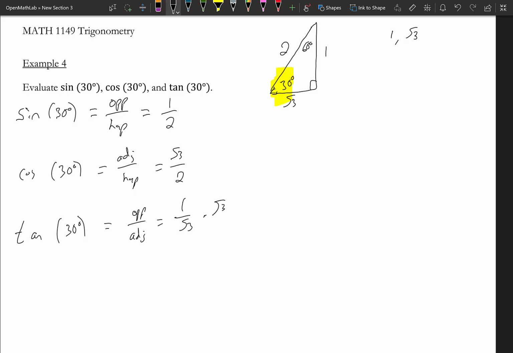I need to multiply top and bottom by radical 3 to rationalize the denominator. Here I'm just multiplying by 1. That gives me radical 3 over 3. So those are my 3 answers for this problem. We're just getting comfortable with the trig functions and the special right triangles.